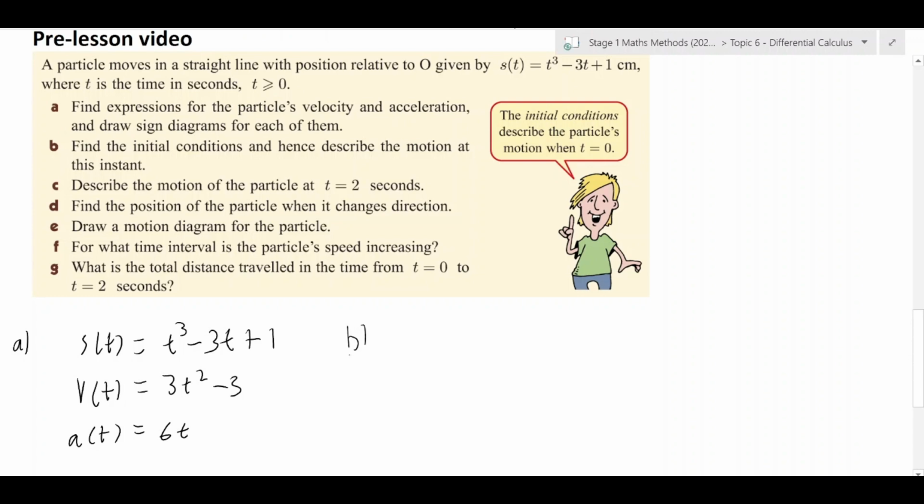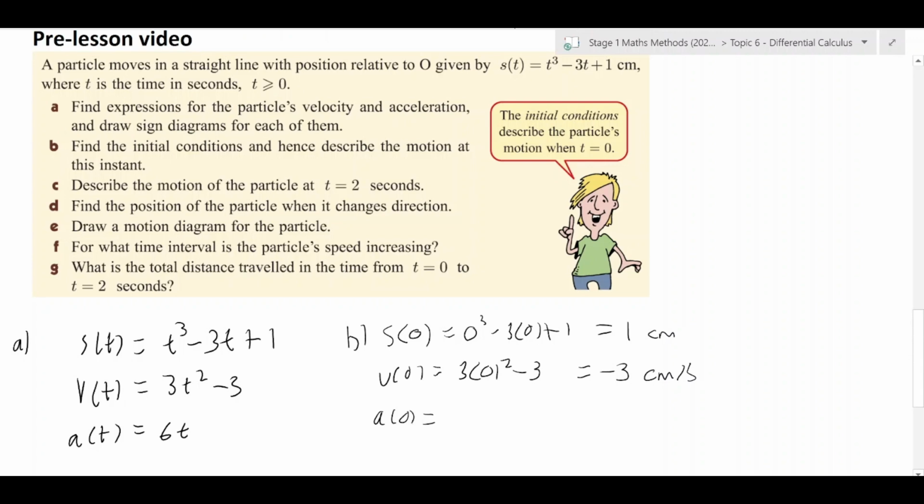Part B is to find the initial conditions. They want all of the initial conditions: S of 0, V of 0, and A of 0. S of 0 is 0 cubed, take 3 times 0 plus 1, which is 1 meter. Sorry, they're in centimeters, not meters for this question. 1 centimeter. V of 0, plugging 0 in here, is 3 lots of 0 squared take 3, which is minus 3 centimeters per second. And A of 0 is 6 times 0, which is 0 centimeters per second per second.